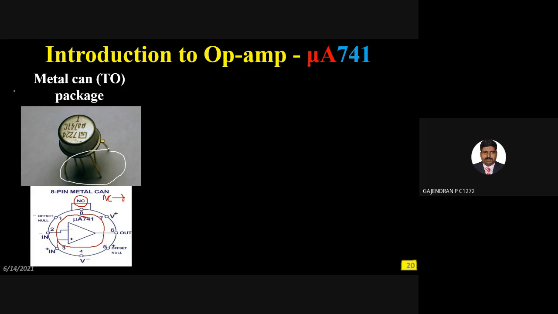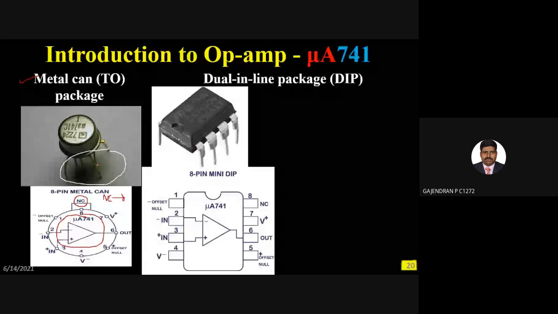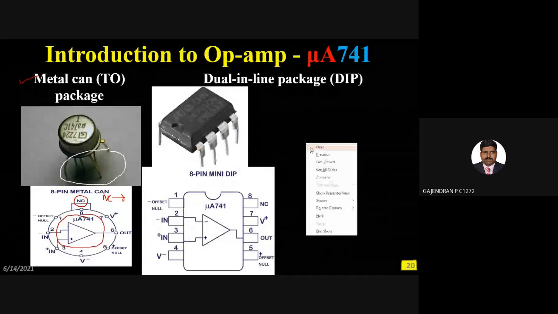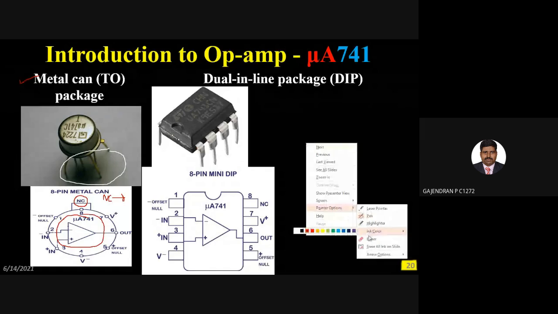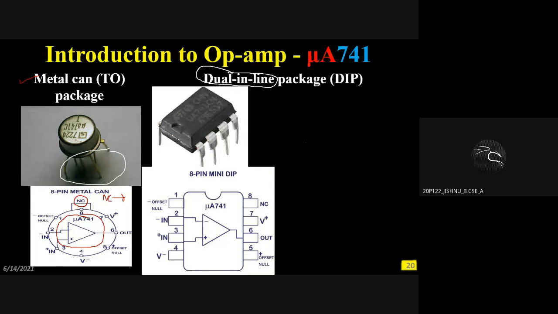Okay. So far I told you the first package, the metal can. Next is the dual inline package. This is the dual inline package structure. Why do we have a name like this? Why is the name dual inline package? What does dual stand for? Dual means two, so two lines. Are you able to see two lines here? Two sides.